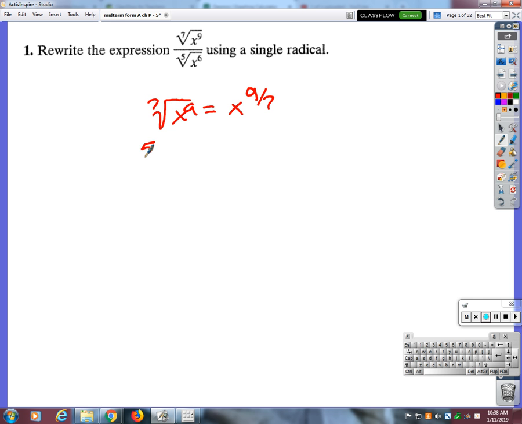Turn the root into a fraction. So the 7th root of x to the ninth is really x to the 9/7. Similarly, the 5th root of x to the 6th is x to the 6 over 5. Good. The exponent goes on top, and the root goes on the bottom.